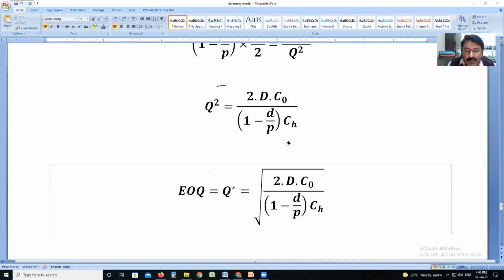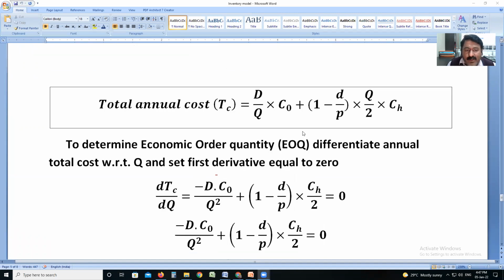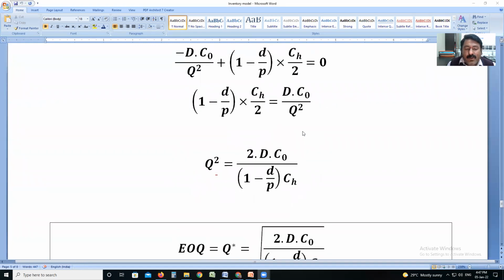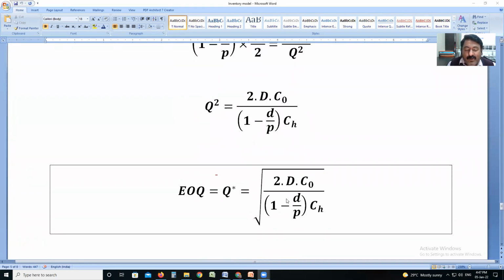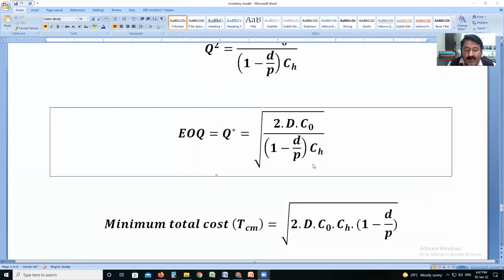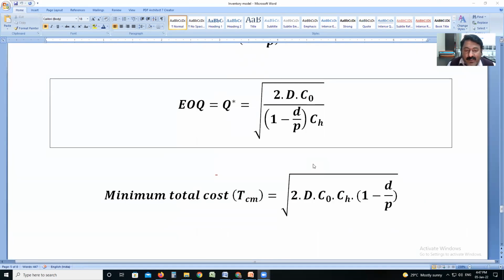So if I say Q star, Q star is nothing but this Q for your quantity, and if it is the optimum or minimum level, you can call it Q star, economic order quantity, because we have taken the derivative of that total cost. Therefore, this is your economic order quantity Q. This is the formula you have got for the second case.